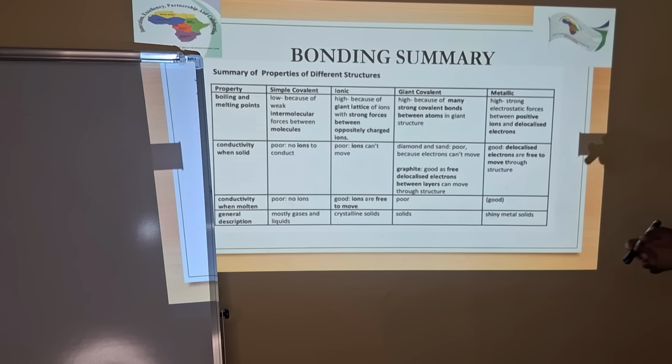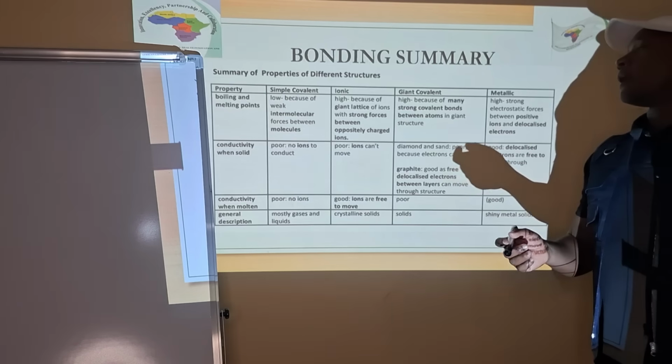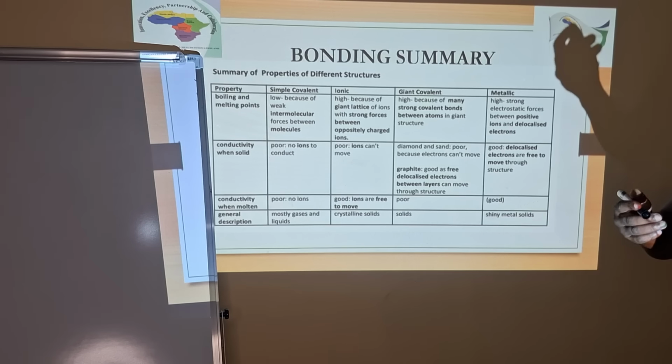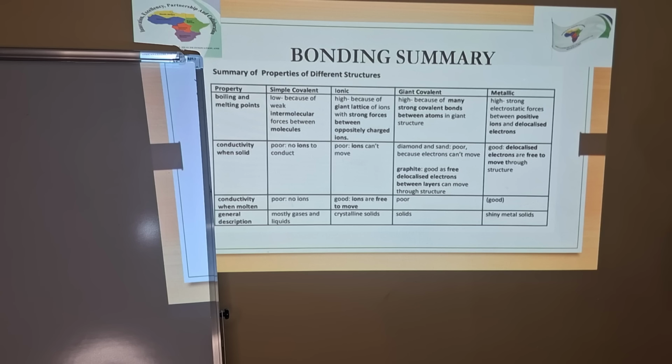Conductivity: because simple covalent structures do not have ions which move in an applied potential difference, they are poor conductors of electricity, both in the solid state and in the molten state. And these simple covalent structures are mostly gases and liquids.